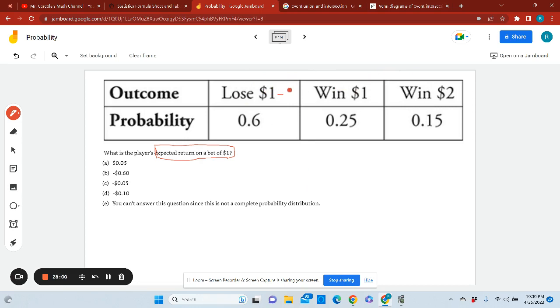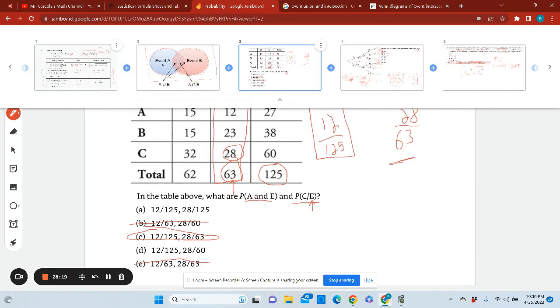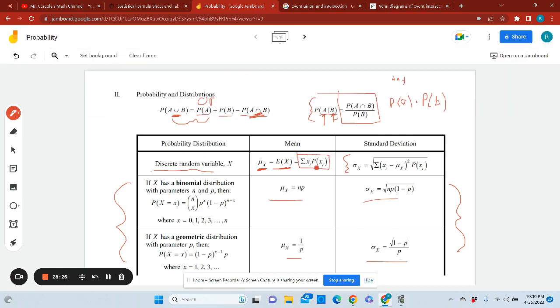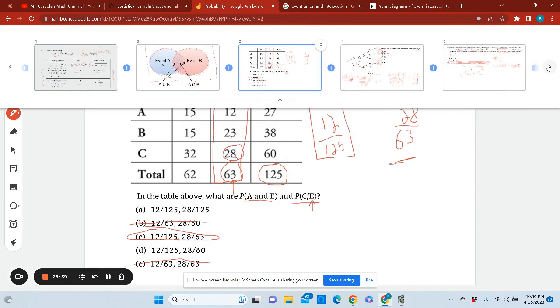It can take on the value -1, which is losing $1. It can take on the value +1, which is winning $1, or it can take on the value +2, which is winning $2. Okay, and there are no outcomes in between here, so this is not a continuous random variable. It's discrete, and if you come back to your formula sheet at the beginning, right, there's your formula. Add up the product of all the outcomes and their associated probabilities. That's all this says. Okay, so I'm going to come back out here to slide 9.